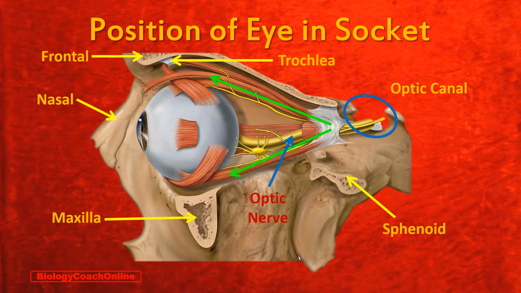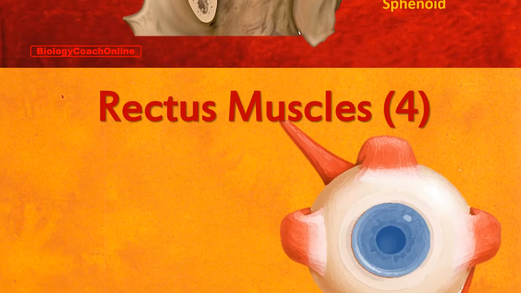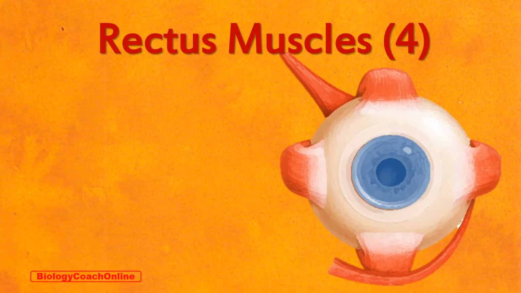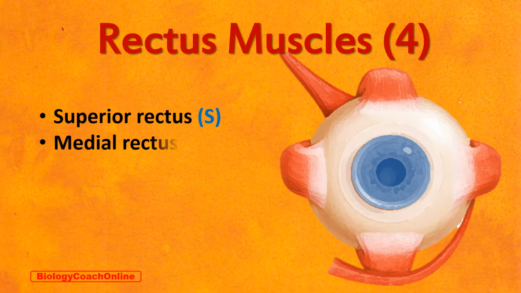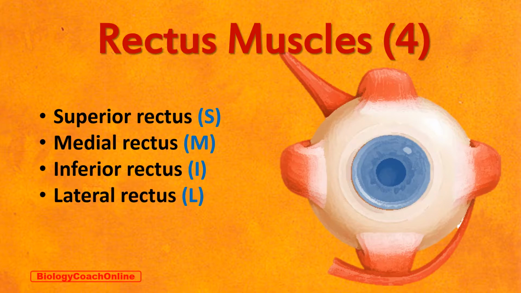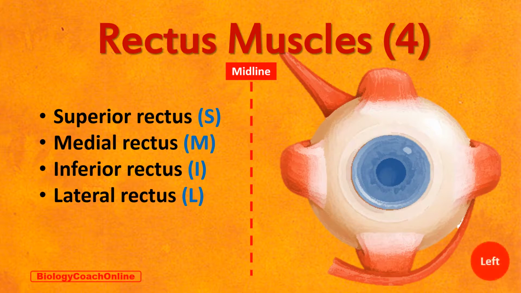So let's look at the oculomotor muscles proper. We have the rectus muscles. There are 4 rectus muscles, and they are the superior rectus, the medial rectus, the inferior rectus, and the lateral rectus. Now the letters S, M, I, and L are just my designations for this illustration. So if this is your midline here, then we're looking at your left eye in this illustration. So here we see the superior rectus at the top. That's the superior aspect of your eye.